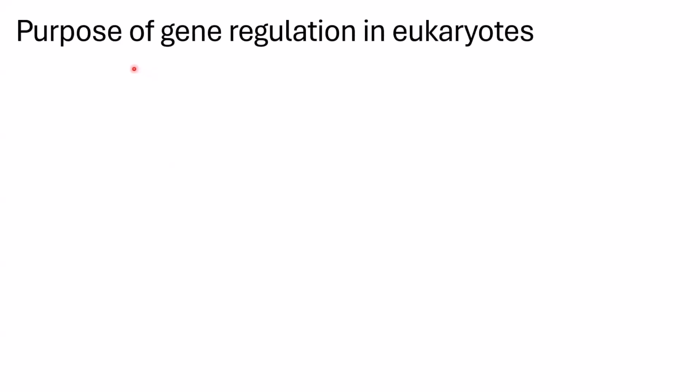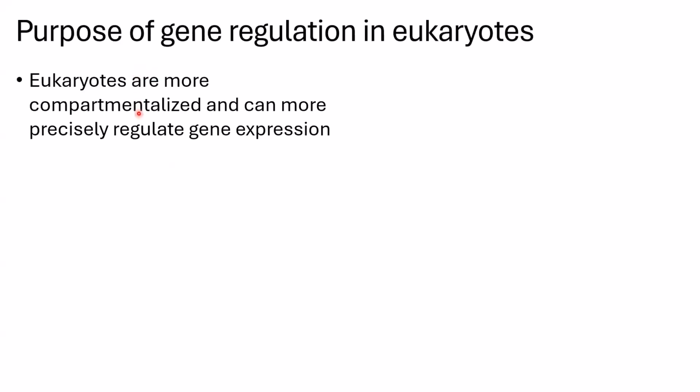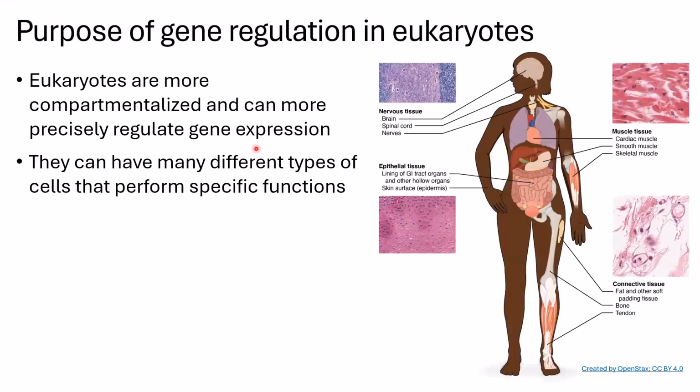Unlike prokaryotes, eukaryotes are compartmentalized, with transcription occurring in the nucleus and translation occurring in the cytoplasm. The DNA is also organized differently, and these allow for more precise regulation of gene expression. Eukaryotes generally also have many different types of cells specialized for different functions. This image shows the 4 basic tissue types in humans, and the types of cells in each category.